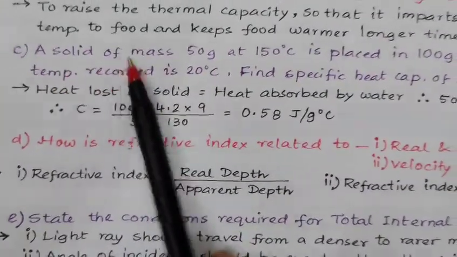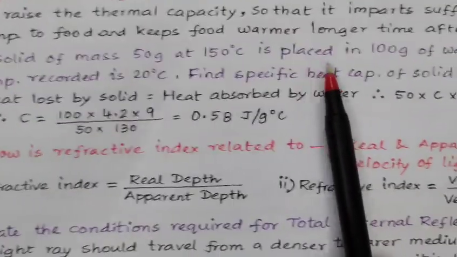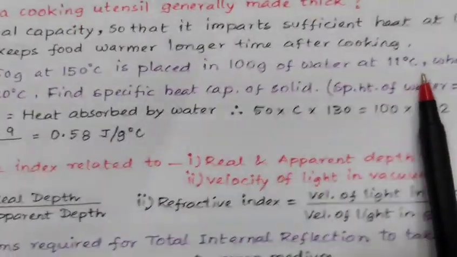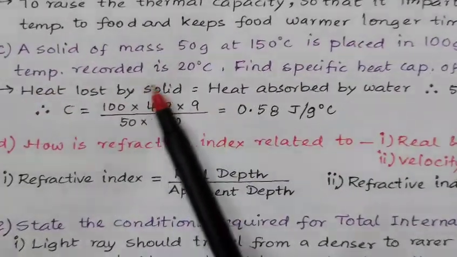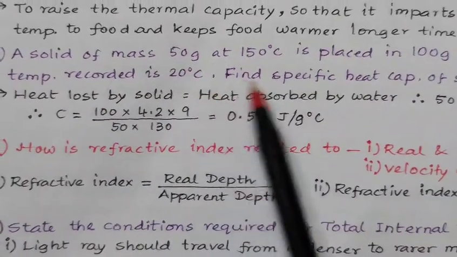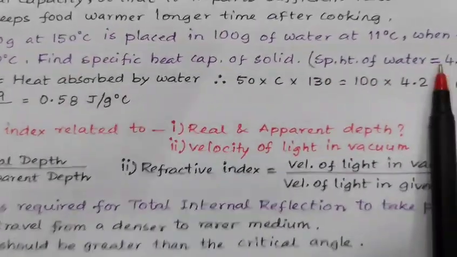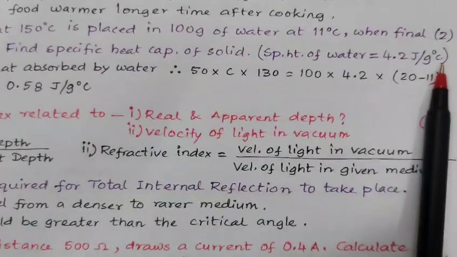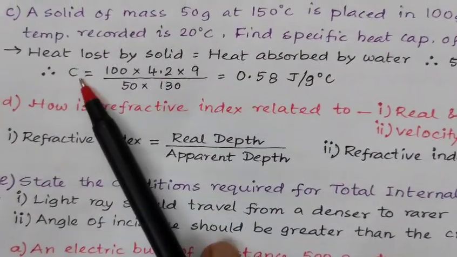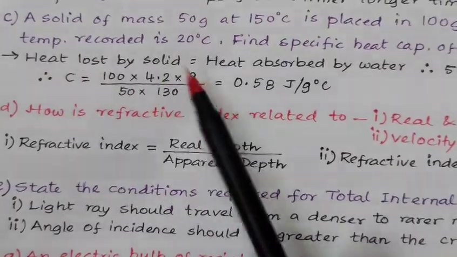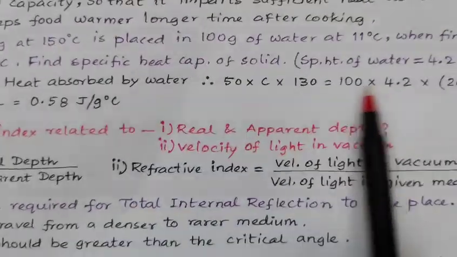C, this is a problem. A solid of mass 50 gram at 150 degrees Celsius is placed in 100 gram of water at 11 degrees Celsius. The final temperature recorded is 20 degrees Celsius. Find the specific heat capacity of the solid, given that the specific heat of water is 4.2 joule per gram degree Celsius. So here is the answer. We know that heat lost by the solid is equal to heat absorbed by the water. So this is the way we do the problem.